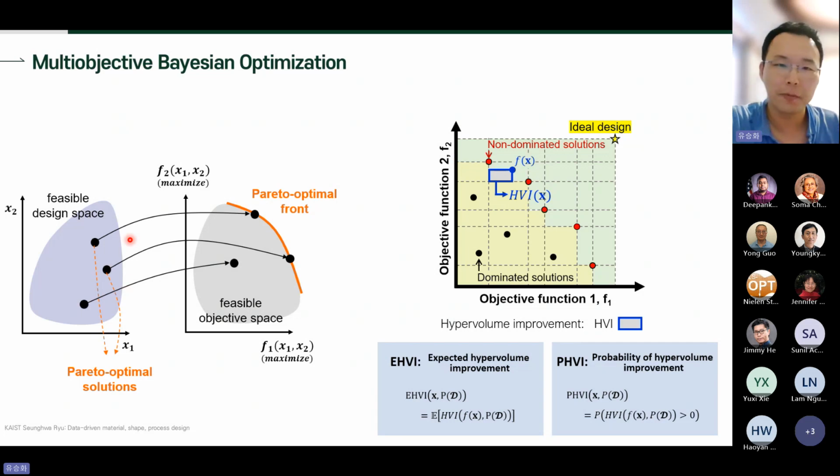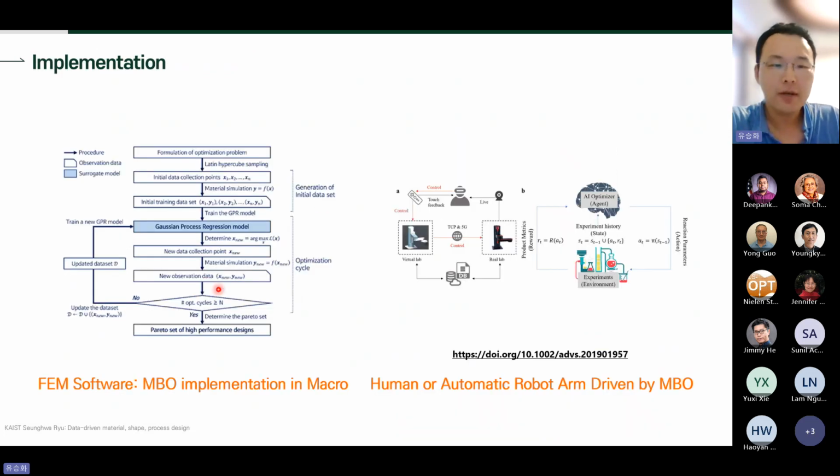So what we can do is we can perform a costly experiment or simulation according to the suggestion of this MBO. So on the simulation side, what we can do is we can implement this entire MBO into the macro program. And this is an example in Abacus implementation.